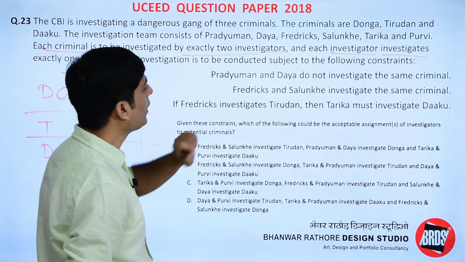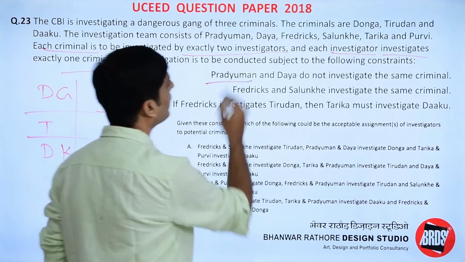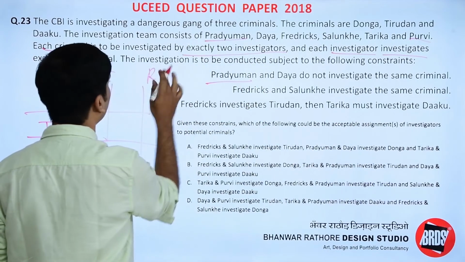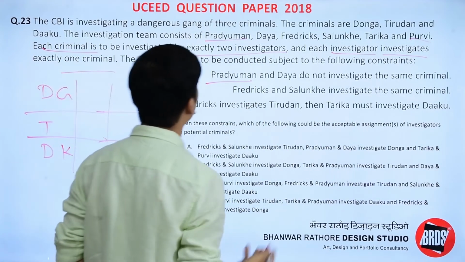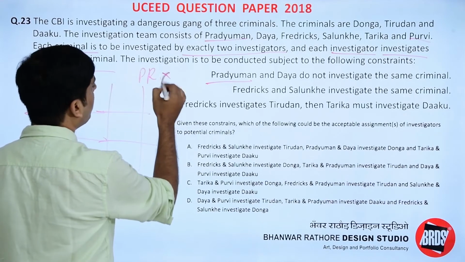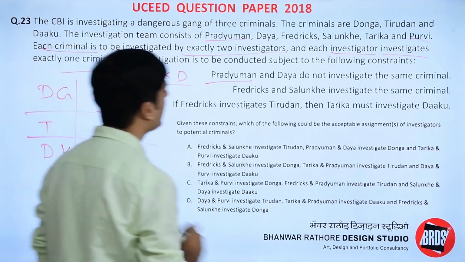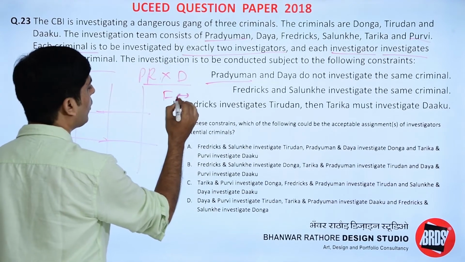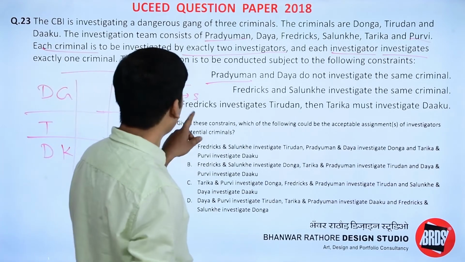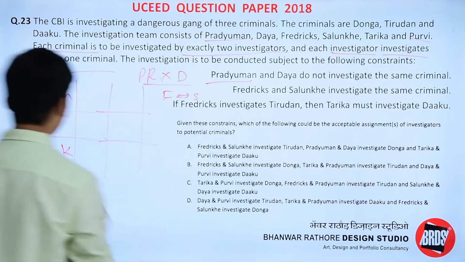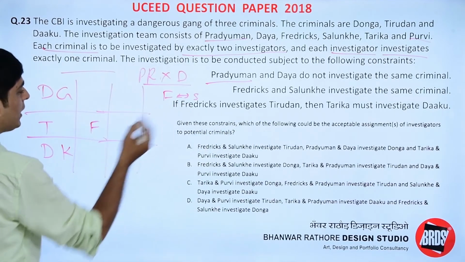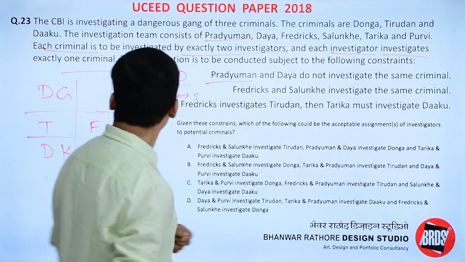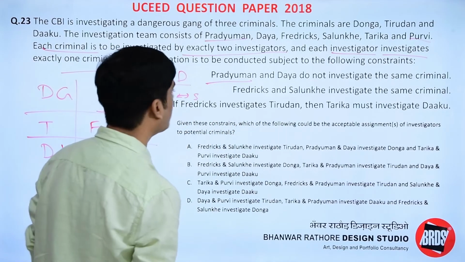Pradyuman and Daya do not investigate the same criminal. Pradyuman, P and P is common, so we will write down PR for the Pradyuman and Purvi, PU. They don't investigate the same criminal. F and S investigate the same criminal. It means F and S are always similar. If F investigates T, it means if F would be over here, obviously F and S both are working together, then T, Tarika, must investigate Daku.